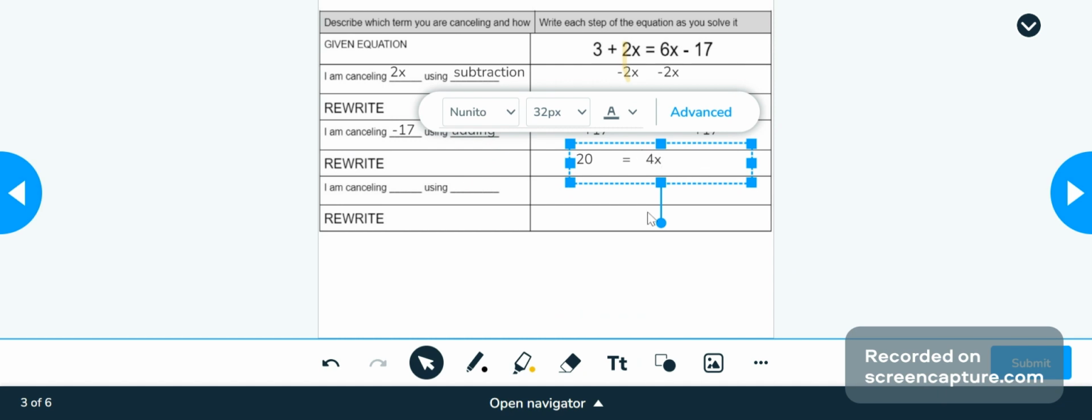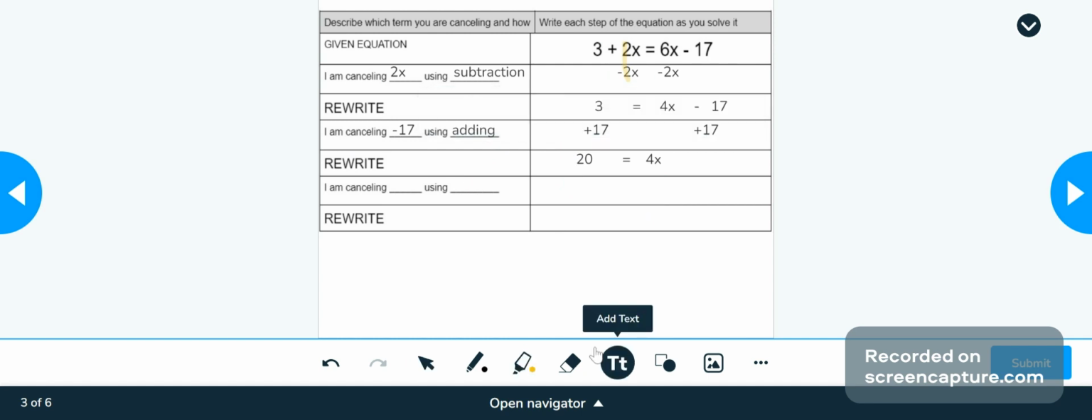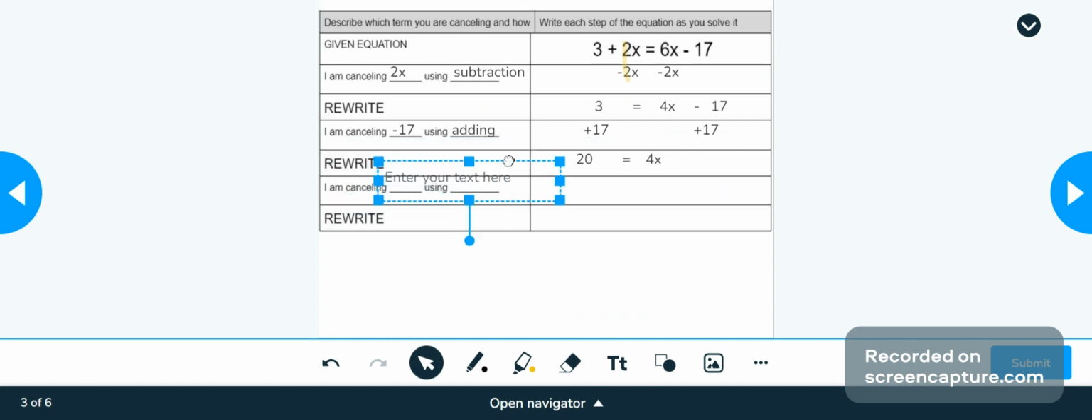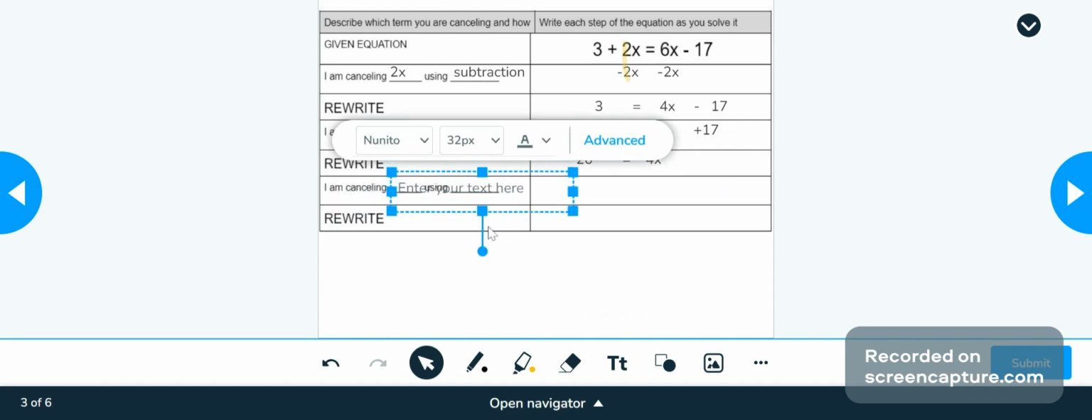Sweet. Now, what I got to do is cancel out that number that's right in front of the x. That's that 4. Okay. How do I cancel out that 4? By using division. 4 cancels, and I use division.